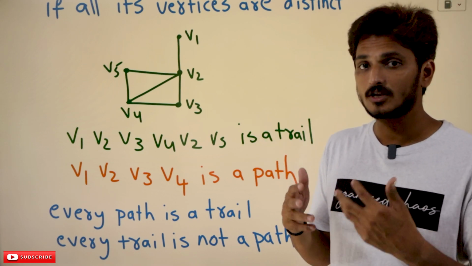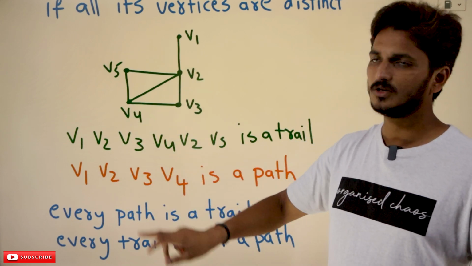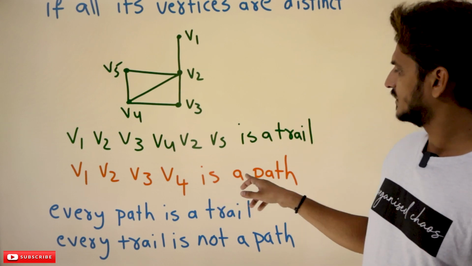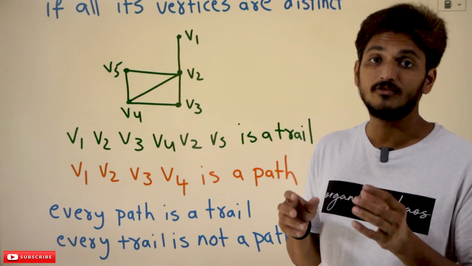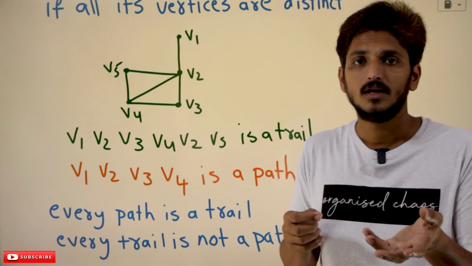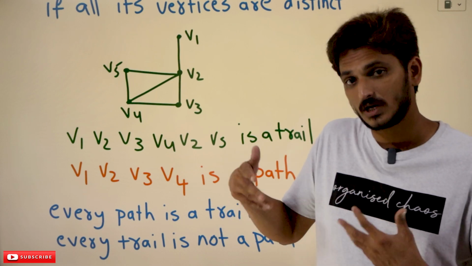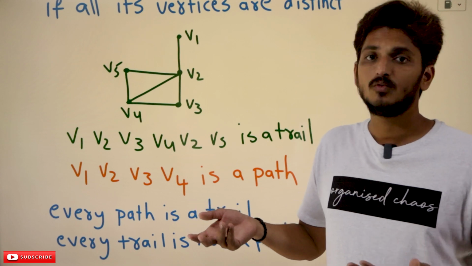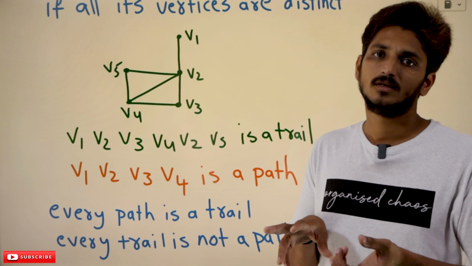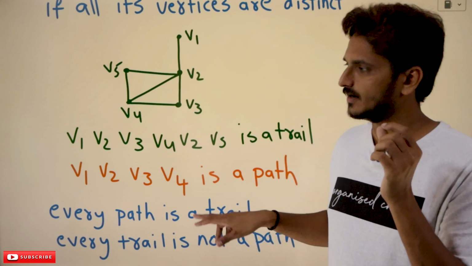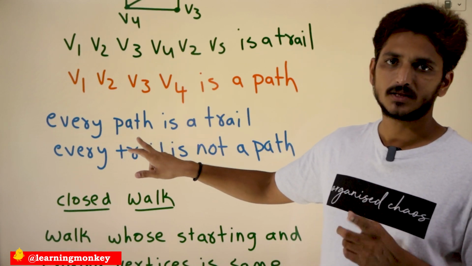Similarly, if vertices are not repeated, we say it is a path. V1 to V2, V2 to V3, V3 to V4 is a path. Simply, from the graphical understanding, you need to understand that if vertices are not repeated, then definitely edges are also not repeated. We are not supposed to take a vertex multiple times, so definitely we are not going to take an edge multiple times. It's included. That is what you need to understand.